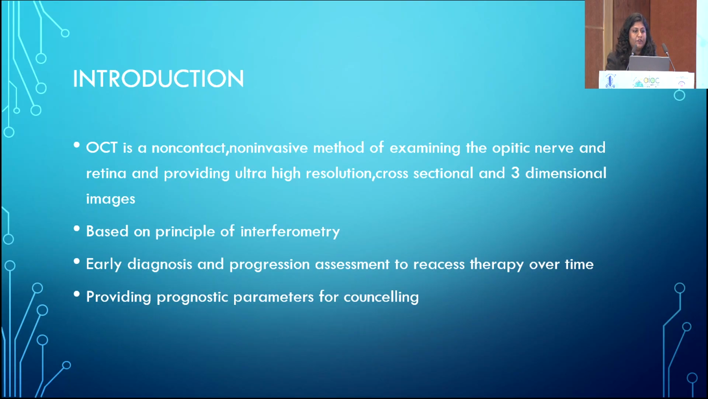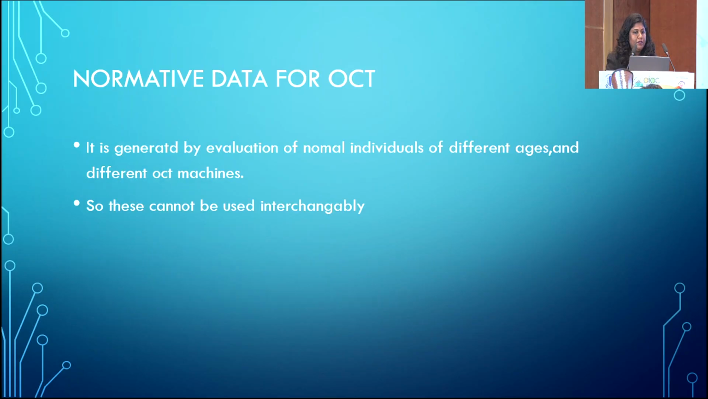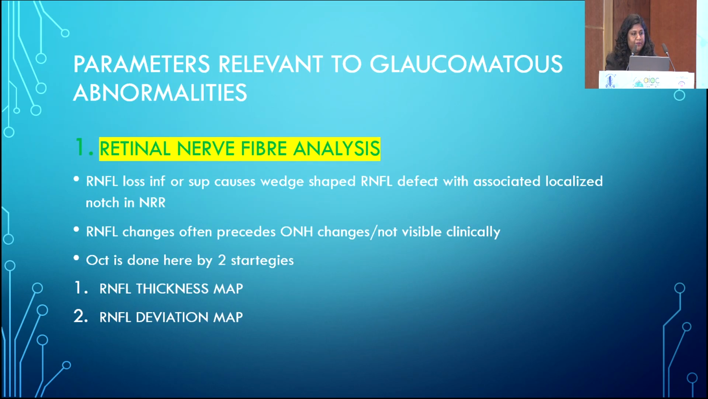What is OCT? OCT is a non-contact, non-invasive method for examining the optic nerve and the retina and providing ultra-high resolution cross-sectional and three-dimensional images. It is based on the principle of interferometry. The first and foremost thing that is very important is the normative data for OCT. It is generated by evaluation of normal individuals of different ages and on different OCT machines. So, these cannot be used interchangeably.